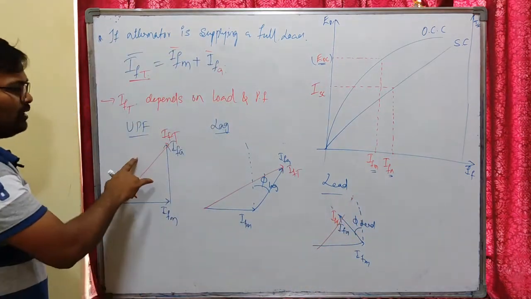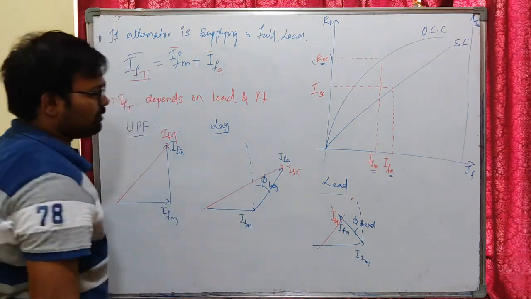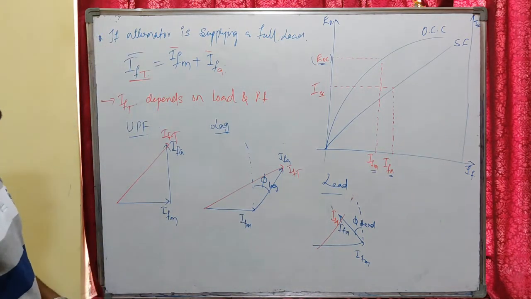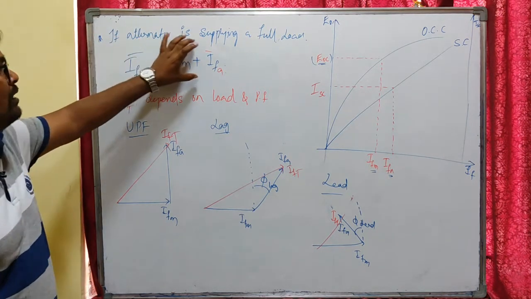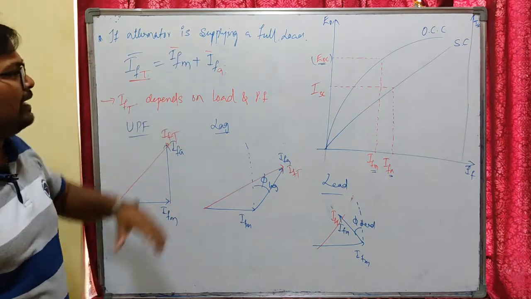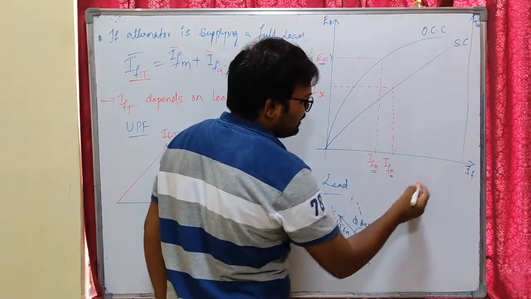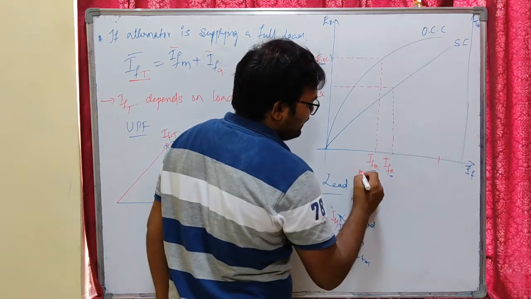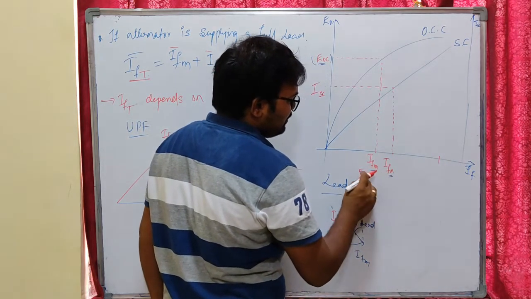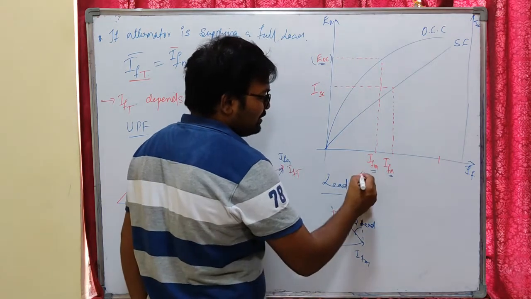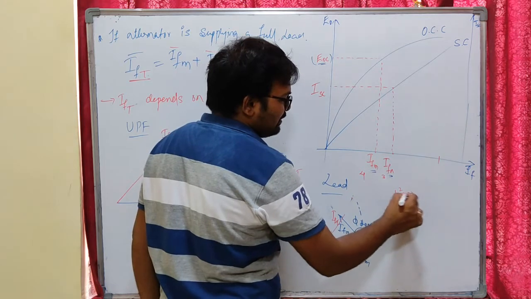So this is for unity power factor, and this is for lagging power factor, and this is for leading power factor, okay. So this is our total field current, the vector sum of IFM and IFA, that will be around here, okay. If you add IFM and IFA, that will be around here. If one is 4 and the other is 3, the vector sum will be 4 square plus 3 square.